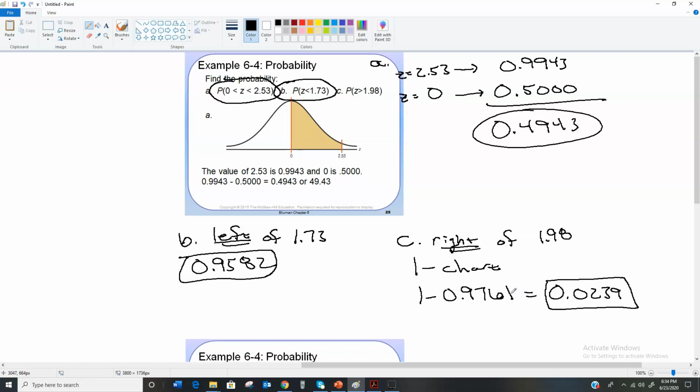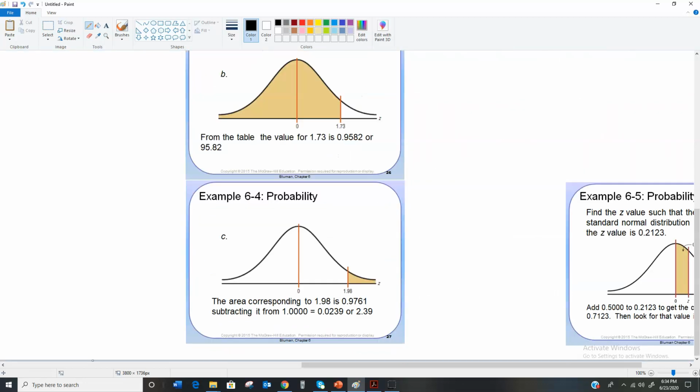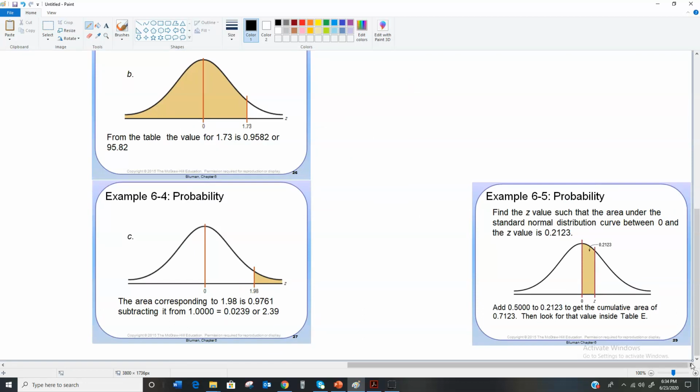So almost 98%. If we subtract that from 1, we get a little over 2%. So there's 3 more examples of an above, a below, and a between. The last thing that they have here is one other real quick problem, but this is very similar to the first one that we did.